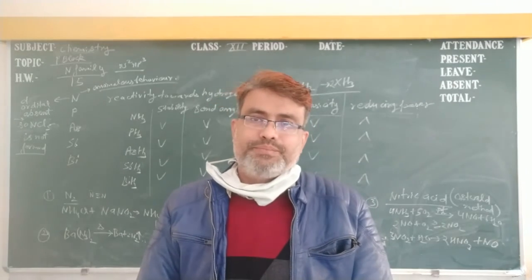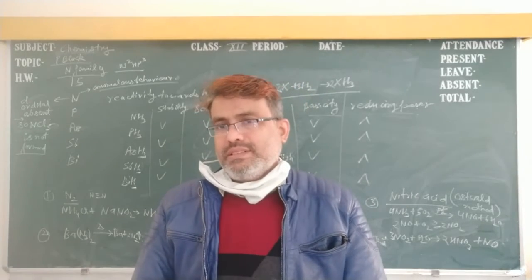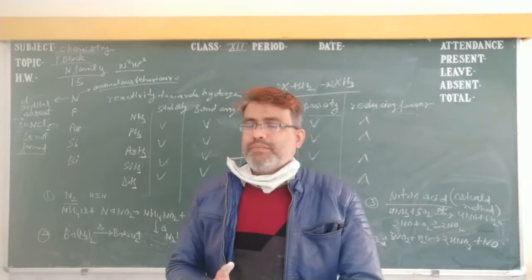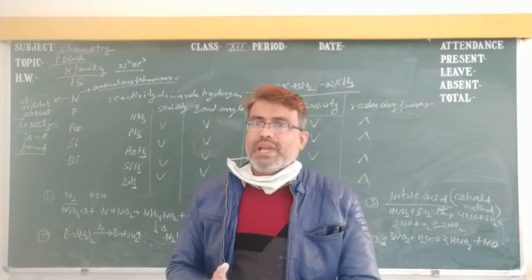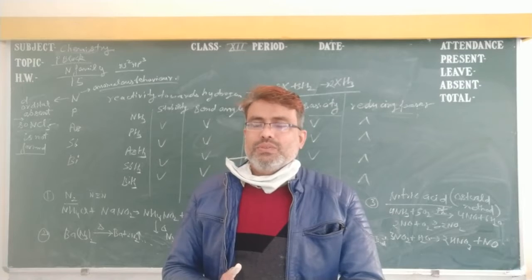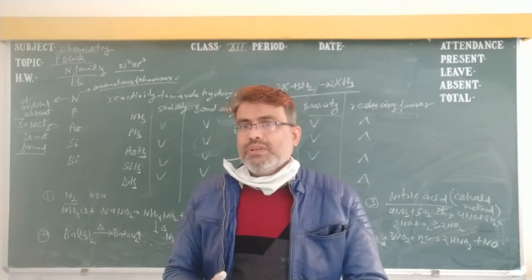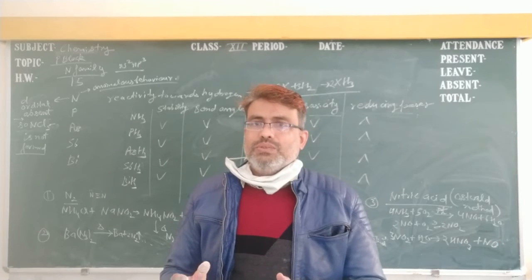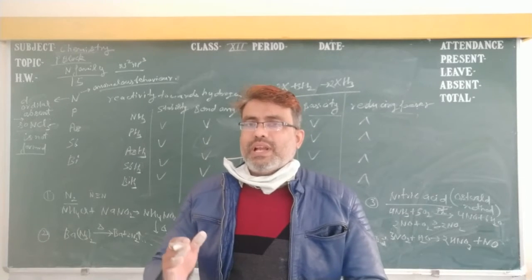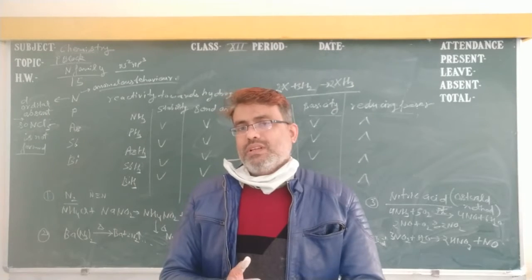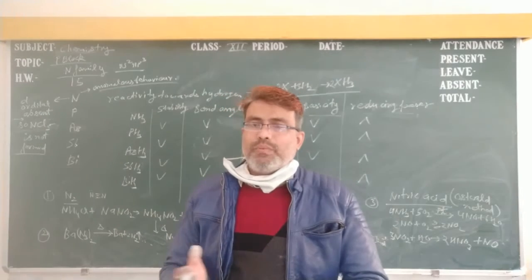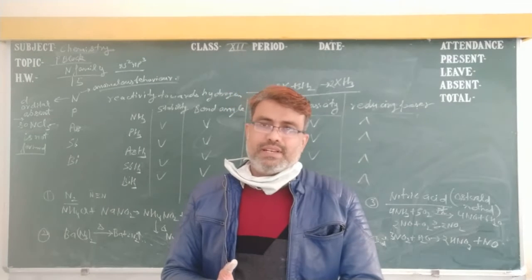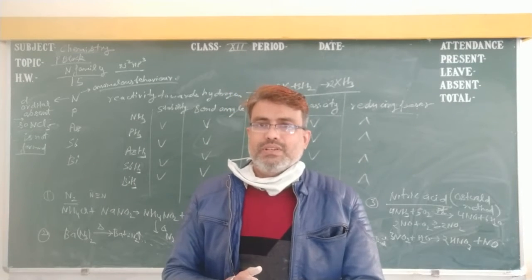absence of d orbital. One question is generally asked: phosphorus forms both PCl3 and PCl5, but nitrogen only forms NCl3, not NCl5. What is the answer? There is no d orbital in nitrogen, so nitrogen cannot extend its valency. It has only s and p orbitals, so due to the absence of d orbital it only forms NCl3, not NCl5. That is the answer.